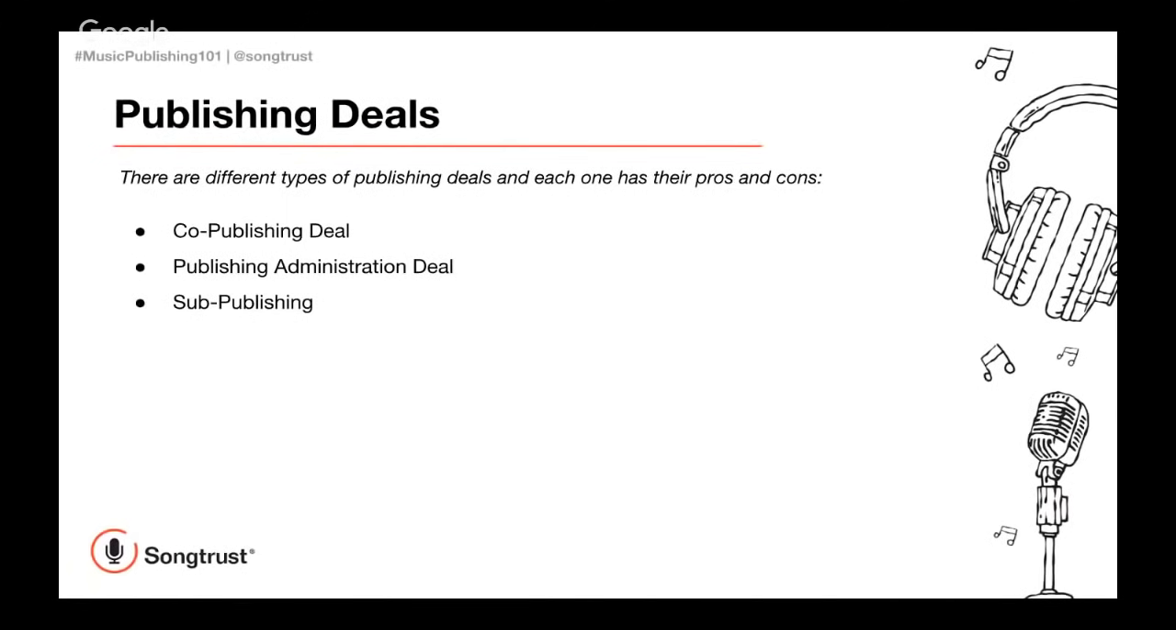So let's talk a little bit about the common kinds of publishing deals and what you'd expect to see as a songwriter, as an artist, and as a publisher. Co-publishing deals are very common. What happens in a co-publishing deal is you're assigning some of the rights to your publisher. They are very commonly going to take 50% of the publishing share, and own that.